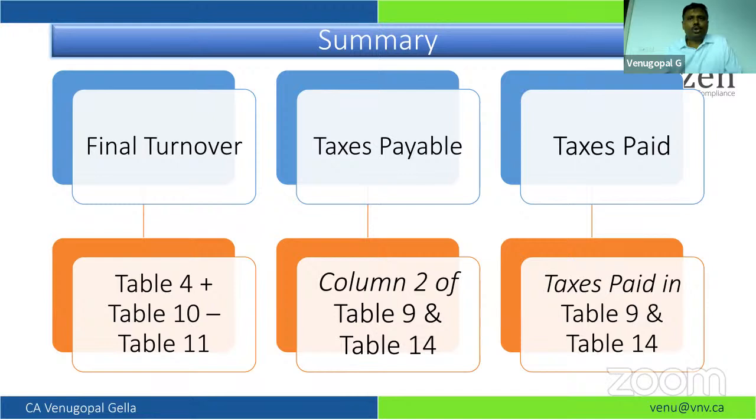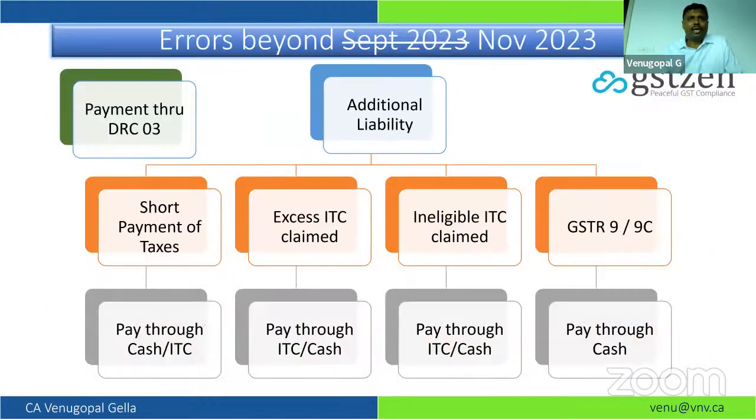Taxes payable is there in 2 columns, 9 bracket 2, and in table 14. The taxes paid is there also in 2 columns, the table 9 and table 14. If you have any tax short payment, you have to pay it only through DRC 03. You cannot pay using ITC, you have to pay it through cash. You can use ITC provided it was ITC balance existing as on March 23 and it is a continuing balance, you can do it. You cannot trade on the future credit, but you can pay it with the balance available as on that date.